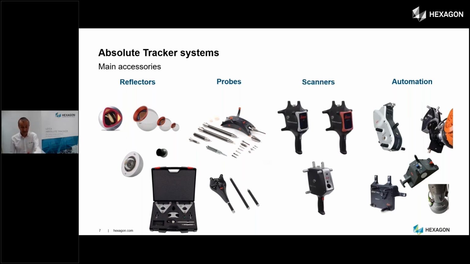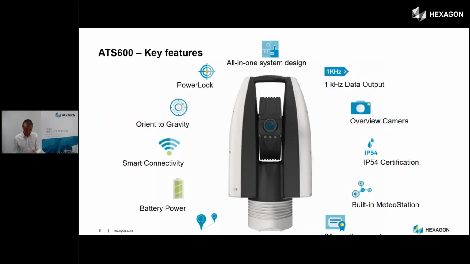And then we have all the scanners, the LAS and LAS XL and the T-Scan 5, which can measure up to 200,000 points per second to scan surfaces, typically to compare against the CAD model. So this is the overview of all the accessories which can be used together with our laser trackers.